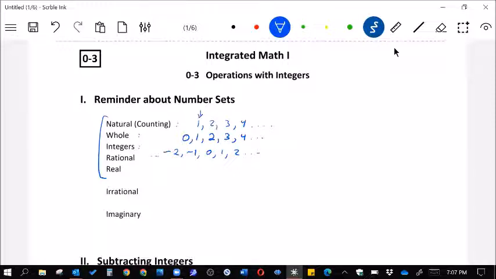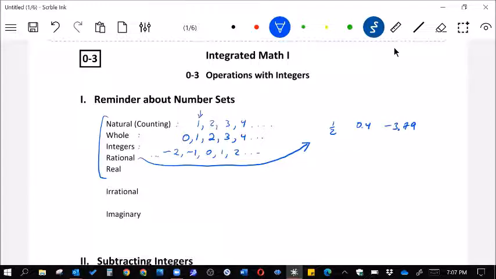no decimals or fractions. It's not until you get to rational numbers, and I'll go over here so I have more space, that's where you get numbers that are fractions or decimals. So 1/2 is considered a rational number. 0.4 is a rational number. -3.79 would be a rational number.